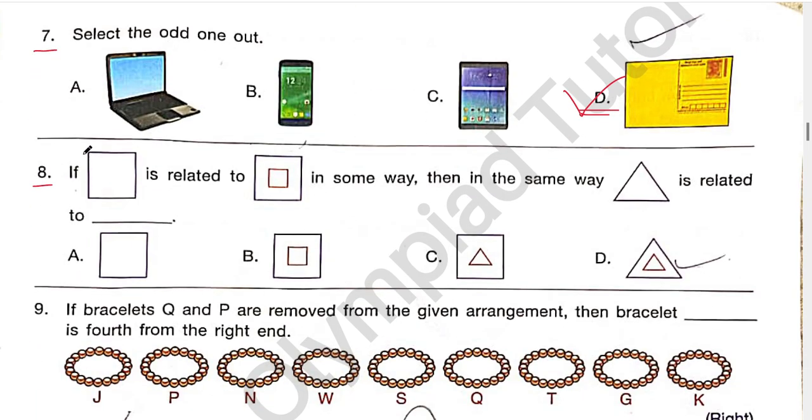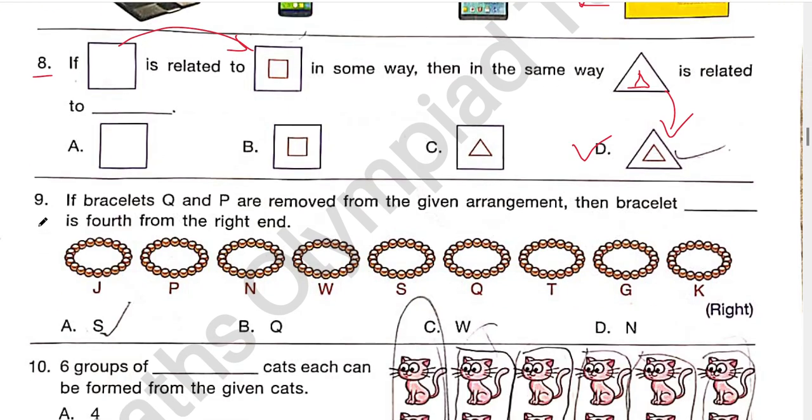Question 8 is if this square is related to this in some way. Now how is it related? There is a small square inside the big square. So from here to here what we did, we just inserted a small square. The same figure is inserted, a small square. So in the same way this triangle is related to what figure, that we have to select. So again this triangle would be related to this figure, because here we are inserting a small triangle inside. So we should select this option D, because the figure should not change. The figure that we are inserting inside the bigger figure should be the same figure. A triangle should be there inside the big triangle. So we should select option D.